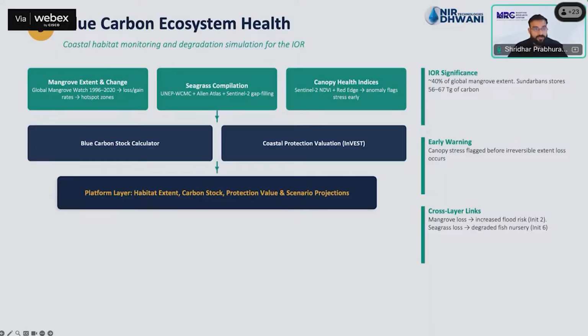The fifth initiative is on blue carbon and ecosystem health, which is essentially for monitoring mangroves, seagrass, and salt marshes. These are some of the most carbon-dense ecosystems that we have on Earth, and the Indian Ocean region contains roughly 40% of the global mangrove extent. We initially start with extent and change mapping. We grab around 25 years of satellite data and map out where we have identified mangroves and seagrasses in the region.